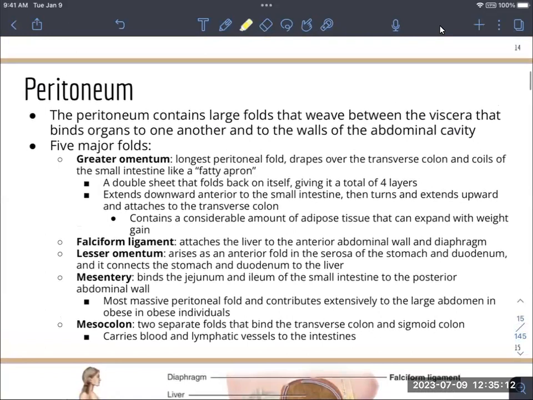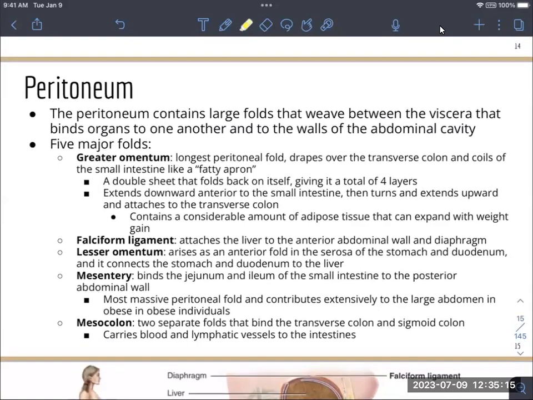So there's lots of folds in it, as we just looked at in that picture, because it's lining and weaving with all of the different organs that are there. These different folds are going to make the greater omentum, and that covers the front. It goes over the transverse colon and parts of the small intestine, and it acts like a fatty apron, as it's called. In the models in the lab, you can see the greater omentum that covers the front of most of that abdomen.